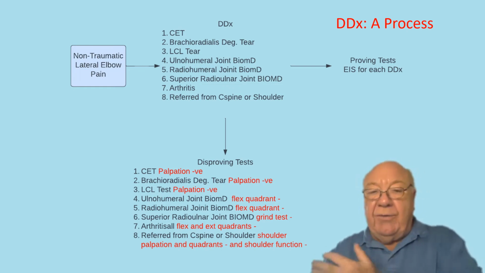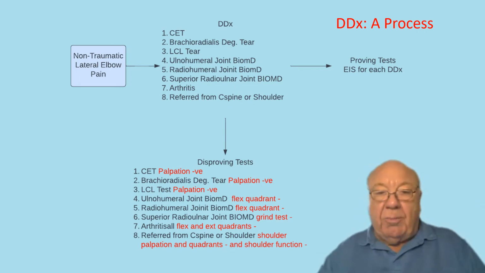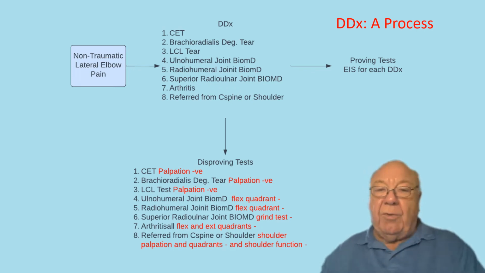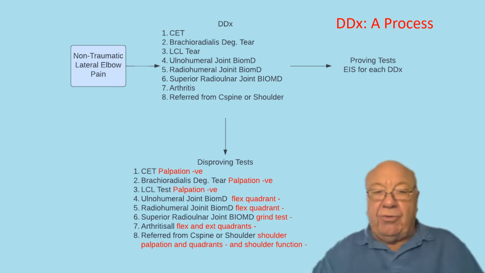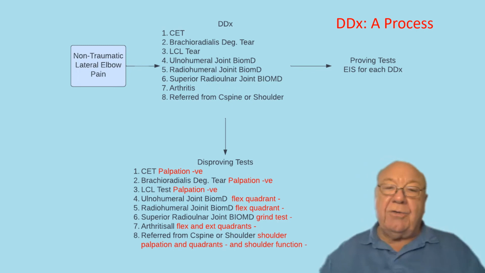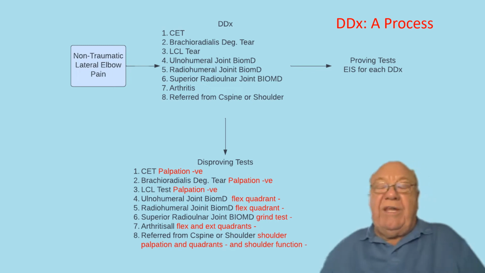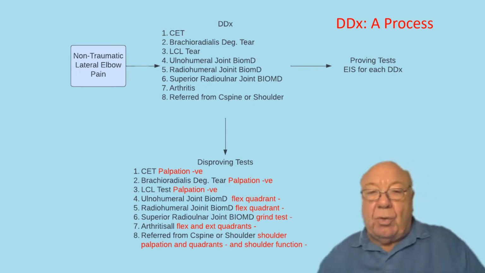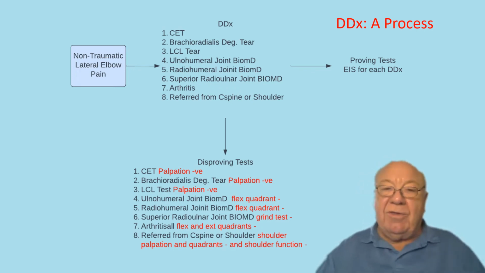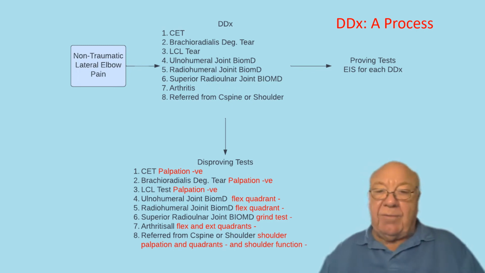So the example I'm giving here is lateral elbow pain. If you look at the differential diagnosis, we've got tennis elbow, common extensor tendinosis, brachioradialis degenerate tear, lateral collateral ligament degenerate tear, assuming these are all non-traumatic, ulnohumeral joint biomechanical dysfunction, radiohumeral joint and superior radioulnar joint biomechanical dysfunctions, elbow arthritis, and it could be referred from the C-spine or shoulder. Not all of these are equally probable or probable at all. I don't think I've ever seen a brachioradialis tear, either a degenerate one or a traumatic one, but they're on there for the sake of argument.